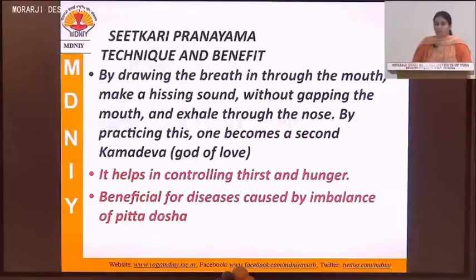So, it helps in controlling thirst and hunger. Both Sheetali and Sheetkari pranayam help in that because they help cool down the body, and they are basically beneficial for getting relief from pitta related disorders. When there is excess of heat in the body, they are highly beneficial, and should ideally be done in summers. It is very beneficial in the summer season.